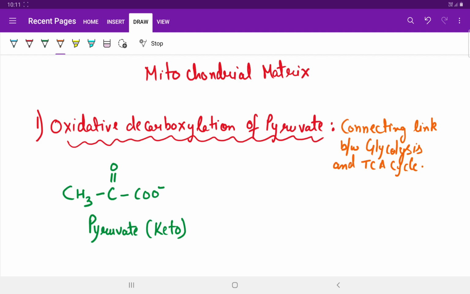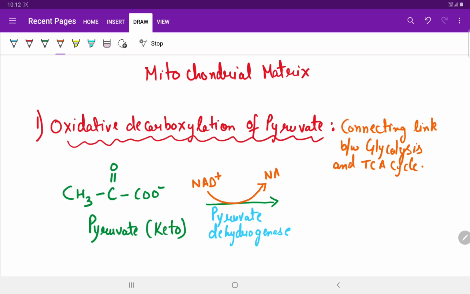So now let us see how this reaction occurs. The keto form of pyruvate in presence of enzyme pyruvate dehydrogenase. So the name of enzyme here working is pyruvate dehydrogenase. The dehydrogenase enzymes also promote the formation of NADH molecules, which are equivalent to 3 ATPs. So from here 1 NAD will be converted into NADH.